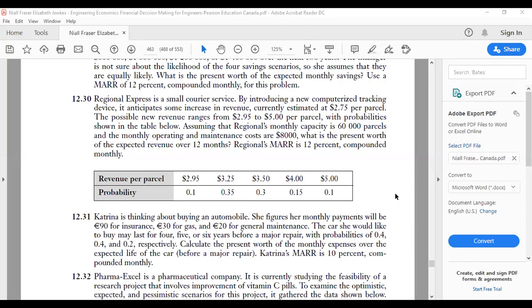So how did you set up your question? How did you calculate the present worth? So I took the 3.58, I multiplied it by 60,000 to get the amount of money, so that's a monthly amount. And then the maintenance cost is $8,000 a month. Right. Oh, I think I might have used the wrong MAR. Instead of 12%, I should be using 1%, correct? Yes. That's just monthly. Okay.